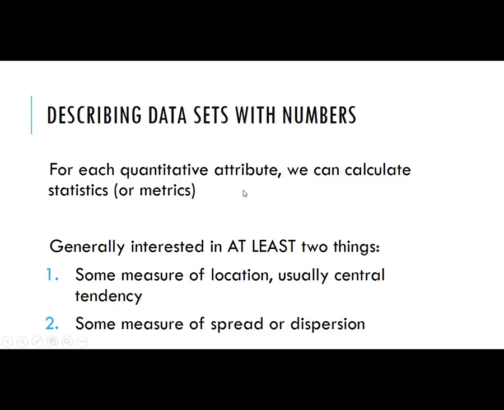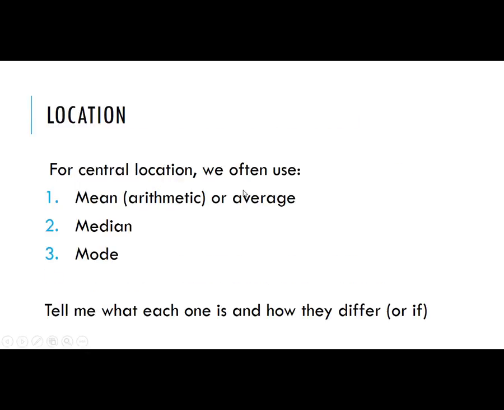So to do that, we're going to first look at location. For central location, we often use the following three statistics. The mean, the arithmetic mean, or the average, the median, and the mode. So you need to understand how these three differ.